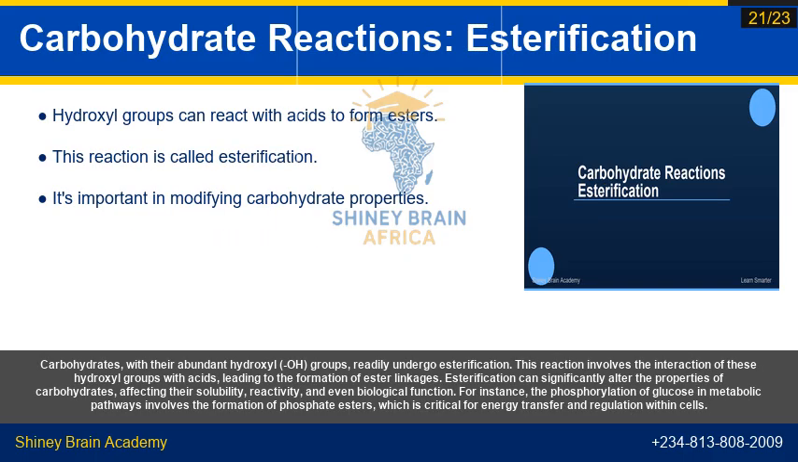Carbohydrates, with their abundant hydroxyl (OH) groups, readily undergo esterification. This reaction involves the interaction of these hydroxyl groups with acids, leading to the formation of ester linkages. Esterification can significantly alter the properties of carbohydrates, affecting their solubility, reactivity, and even biological function. For instance, the phosphorylation of glucose in metabolic pathways involves the formation of phosphate esters, which is critical for energy transfer and regulation within cells.